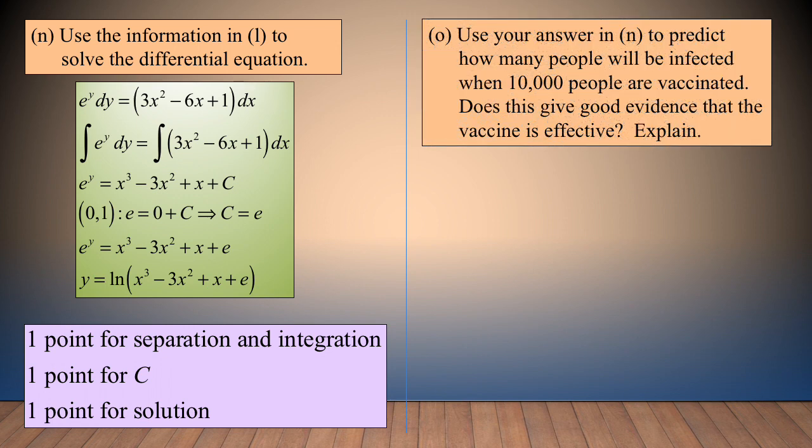Part O reads, use your answer in N to predict how many people will be infected when 10,000 people are vaccinated. Does this give good evidence that the vaccine is effective? And explain.